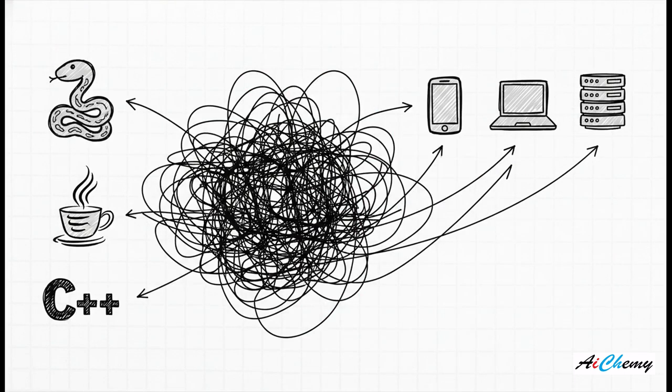I mean, if you tried to solve this the hard way, it would be a total nightmare. You literally need a unique translator, what we call a compiler, for every single combination. A compiler for C++ to an iPhone, another for C++ to an Android phone, one for Python to an iPhone. You see where this is going. The numbers get insane fast. It's called the M times N problem, and it is basically unmanageable.